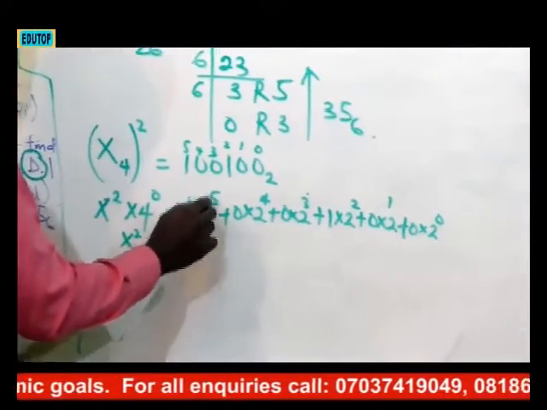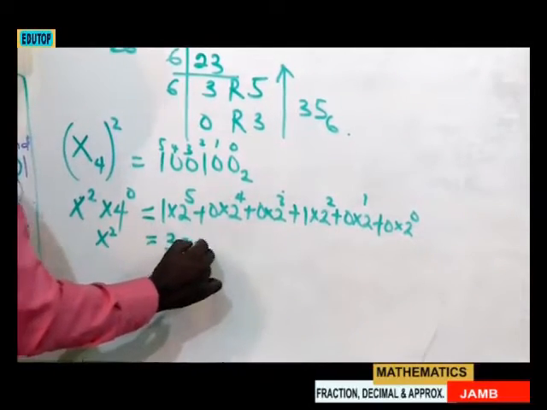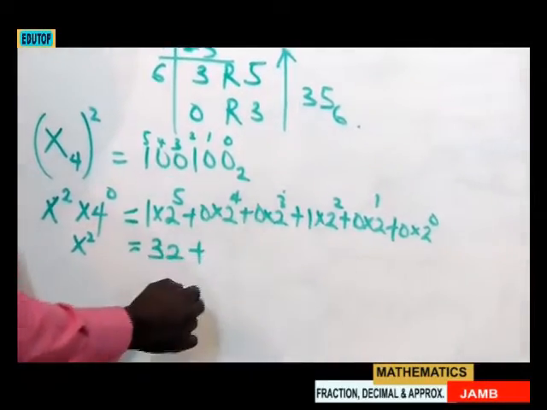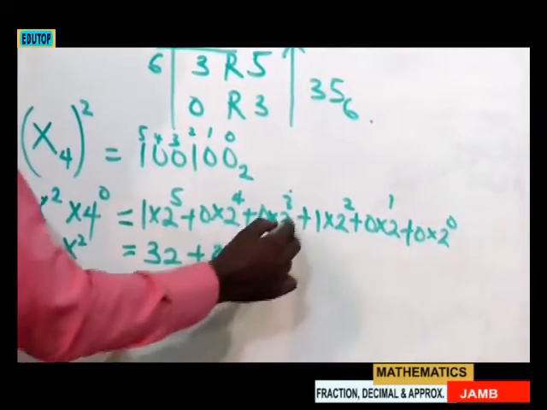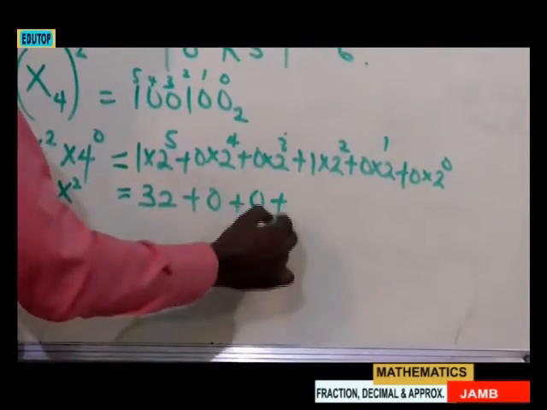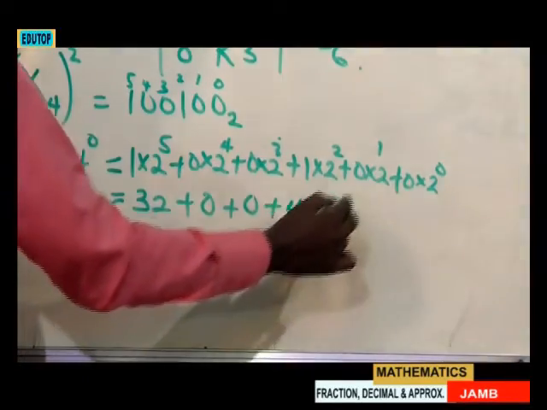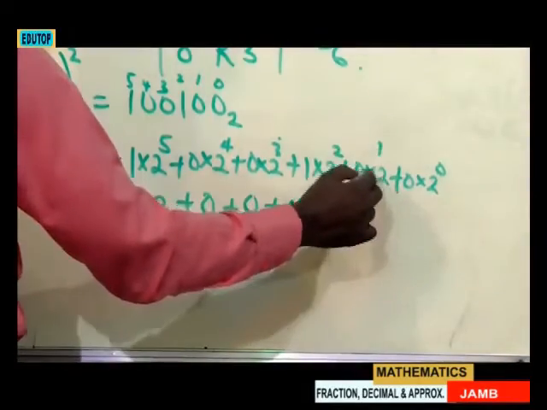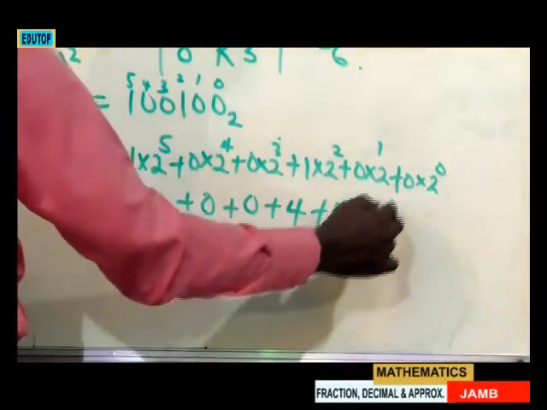This one, 2 raised to power 5, that is 32. 32 times 1, 32, plus 2 raised to power 4, 16. 16 times 0, 0, plus 2 raised to power 3, 8. 8 times 0, 0, plus 2 raised to power 2, 4. 4 times 1, 4, plus 2 raised to power 1, 2 times 0, 0, plus 2 raised to power 0, 1. 1 times 0, 0.